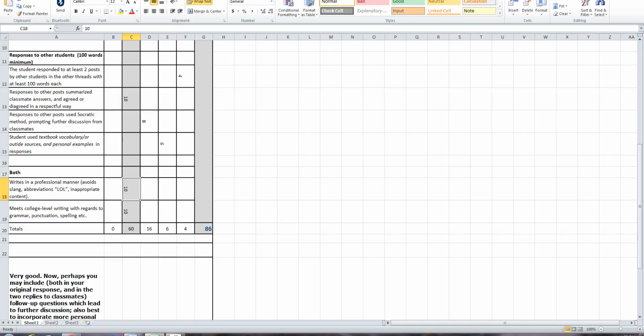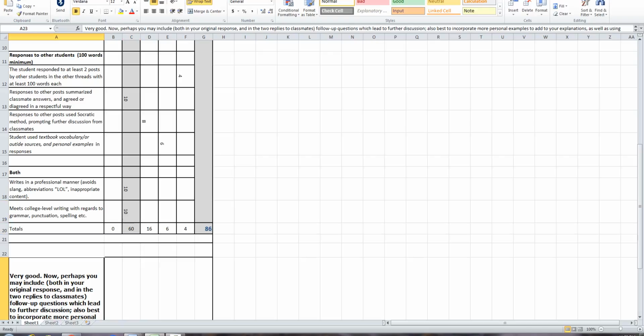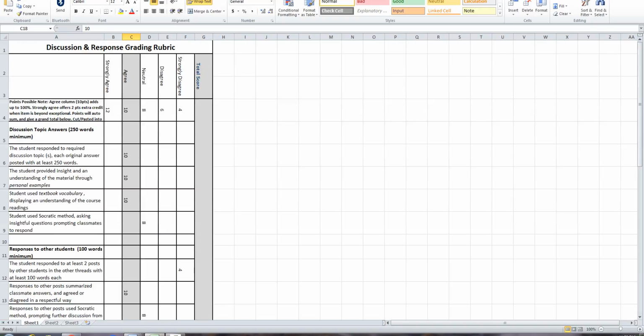Other stuff, sort of grammar and professionalism. Student writes in a professional manner, 10, meets college level writing, grammar, punctuation, 10, etc. And it adds up to whatever it adds up to. Here I give you some feedback and so on. So that's the rubric. That's the distilled example of the rubric, and one that's easy for you to figure out what you need to do specifically, for those people that are like, I need to know specifically what I need to do. Okay, great. I'm like that.